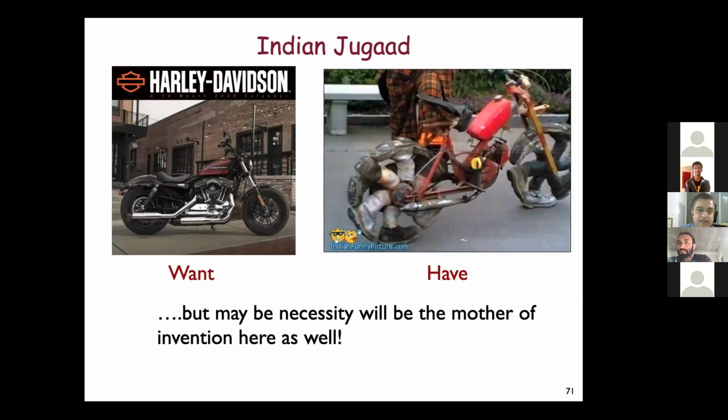So this is a version of the Indian jugaad. Let me just tell you what this slide actually means. In India, we always dream big. We dream of having a Harley Davidson, but essentially what we have is some version like this, a scooter that is made of literally boots. So we are just bootstrapping our way.